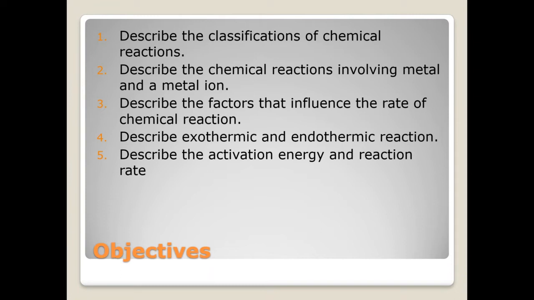Describe the factors that influence the rate of a chemical reaction. So we'll look at the dynamics of some reactions and things that we can do to speed them up and/or slow them down. Objective four, describe exothermic and endothermic reactions. This is pretty simply defining two different types of reactions. Nothing too heavy here. Associated with endothermic and exothermic is describing the activation energy and reaction rate of reactions. We can see all of the information we need for objectives four and five off of a reaction rate graph that we'll be looking at towards the end of the ILM. So let's see what we get next here.